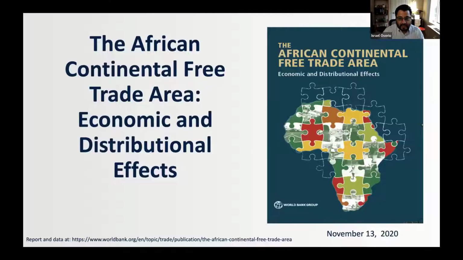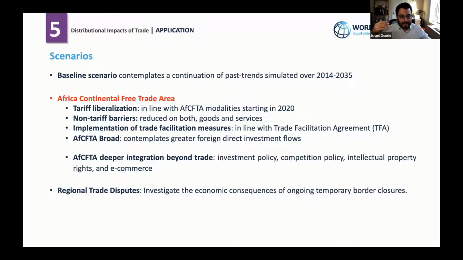So what we have done is a big project in the case of the Africa Continental FTA. This was a report that we did in 2020. We are doing a follow-up report that will be released later this year. In the case of the Africa Continental FTA, we did several simulations. One is the tariff liberalization that comes with the agreement, and that liberalization started already in 2020, when all the countries signed the agreement.